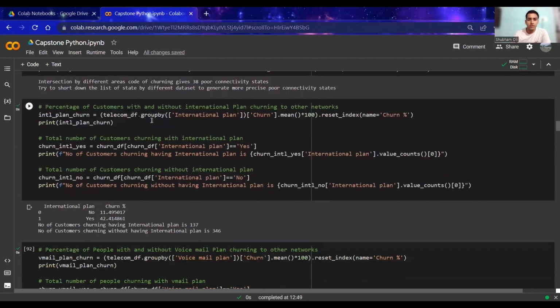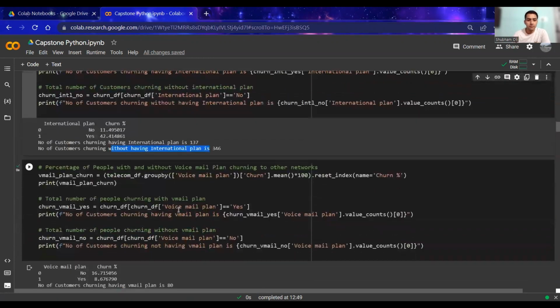Now percentage of customers with and without international plan churning to other networks. Those customers who have international plan and churned are 42%, and those who have international plan and didn't churn are 11%. So number of customers churning having international plan are 137, and number of customers churning not having international plan are 346.